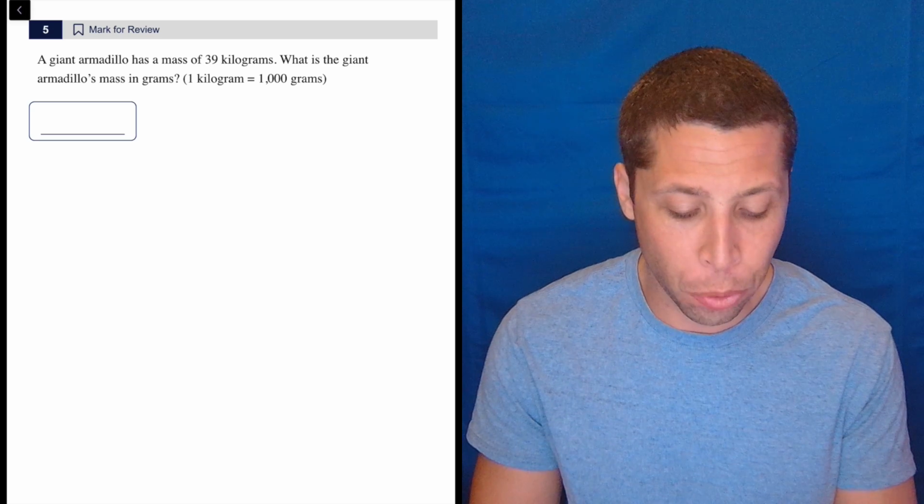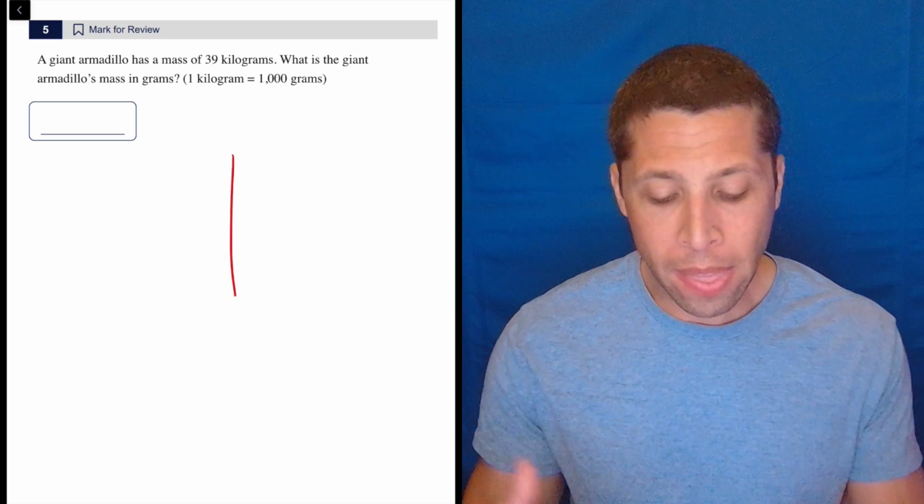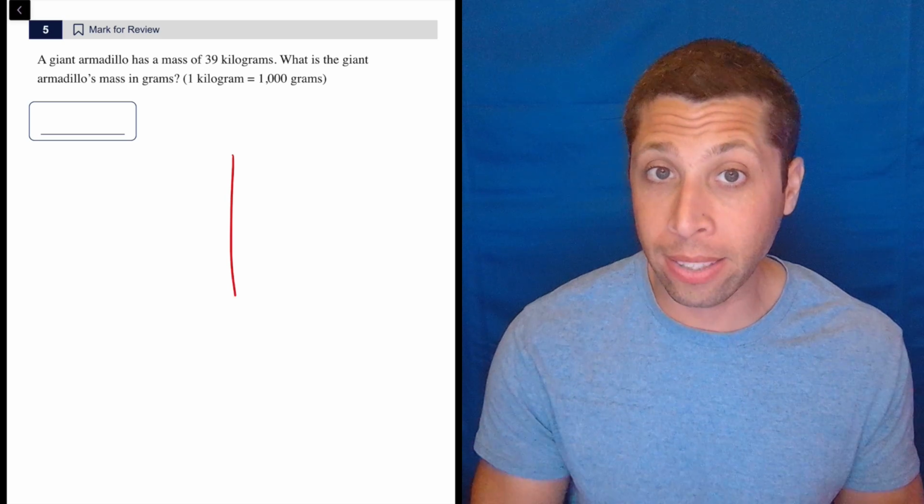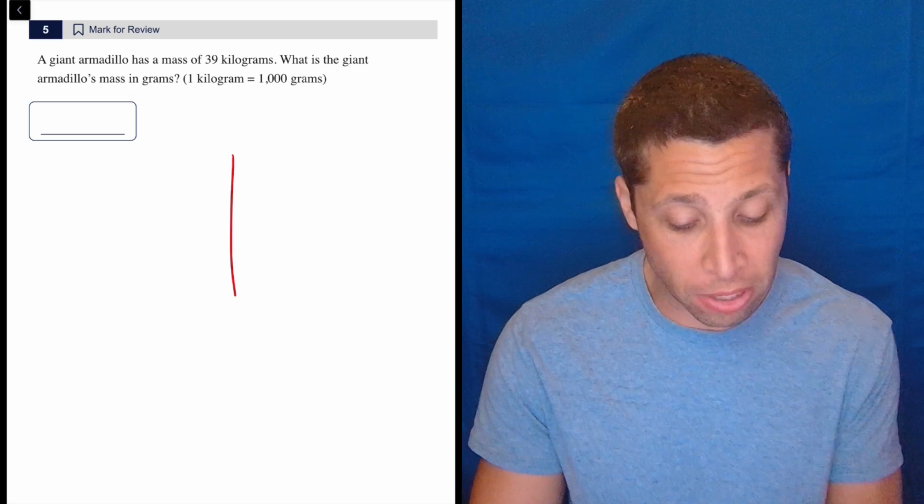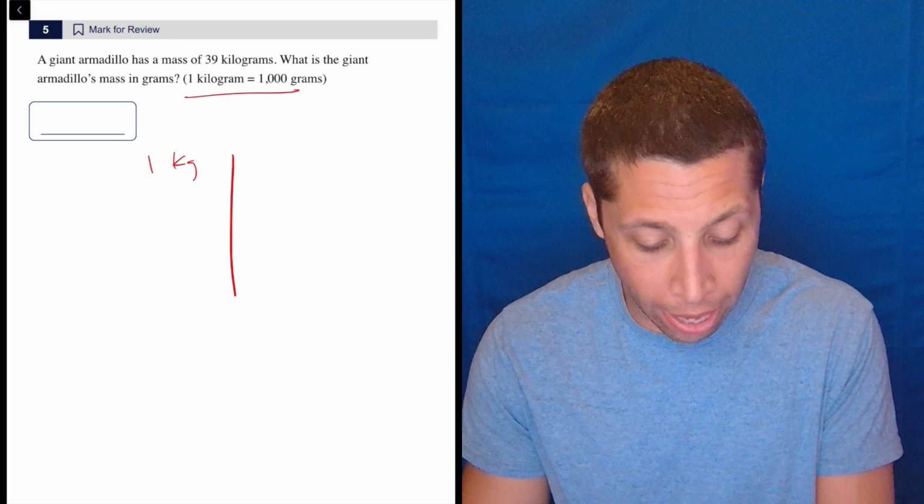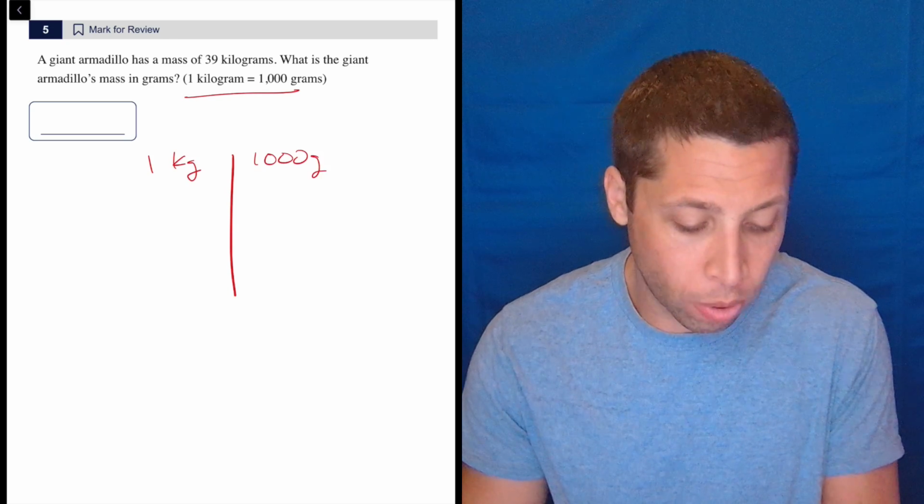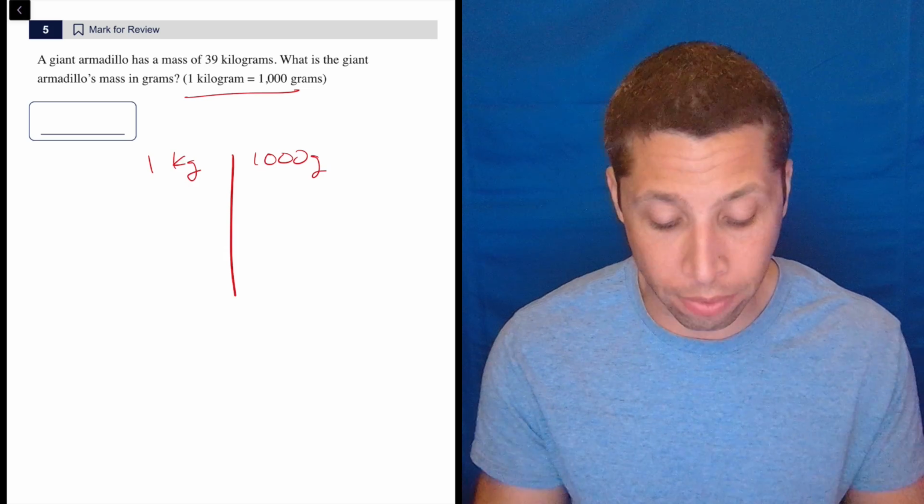So my method for unit conversion is the chart method. I draw a vertical line down my page, and then I'm looking to put a rate that I see somewhere in the question on two sides of this chart. So the one that's the most obvious to me is just the one in the end here, right? So 1 kilogram is 1,000 grams. So I write each half of that rate on each side of the chart.